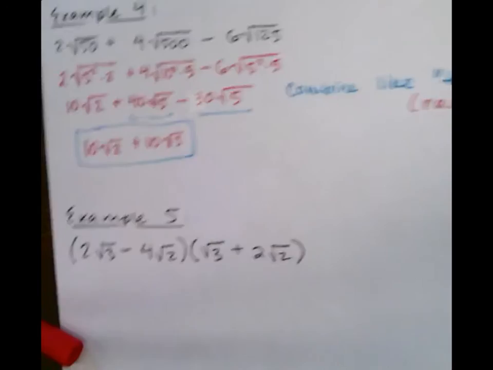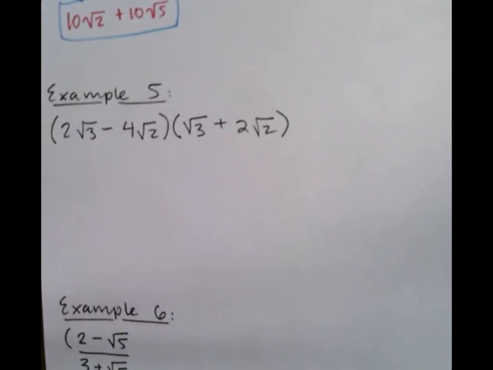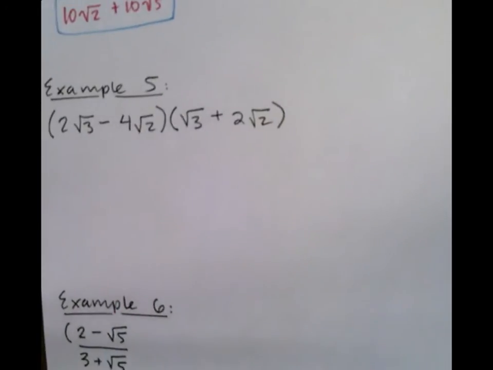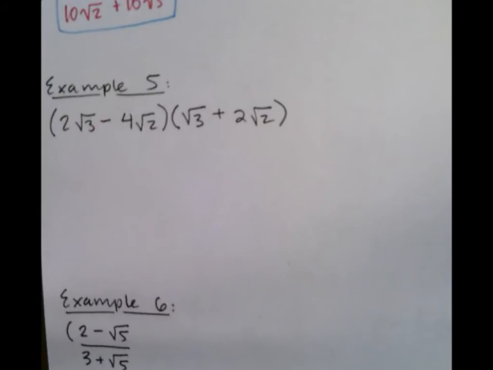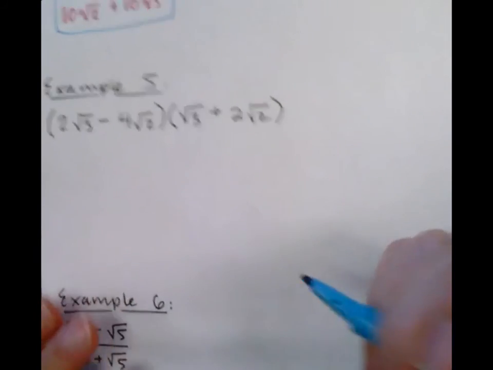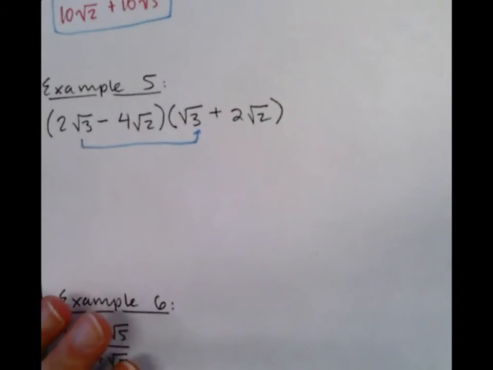Moving on to the next example, we have a multiplication problem now. A multiplication of radical binomials. I'm saying binomials because it has 2 terms. It works exactly like multiplying binomials with variables, where you do FOIL, or you could do the distributive property, or you could do the box, whatever you prefer. I'm going to do FOIL, just because that's what I prefer to do right now.